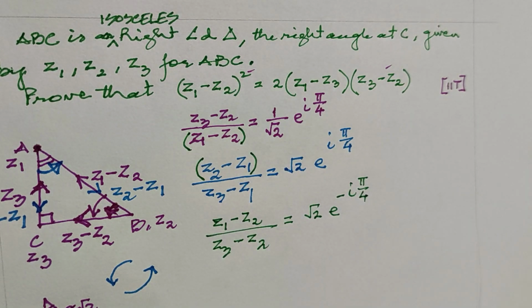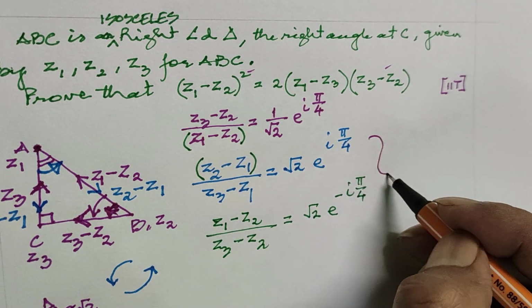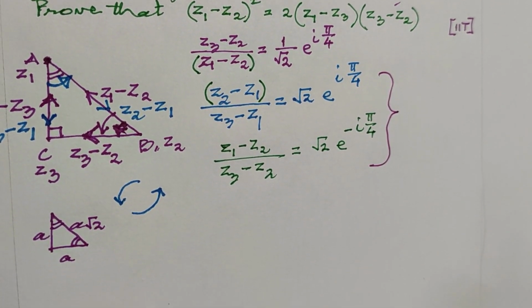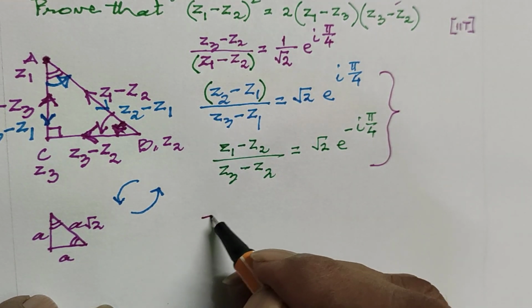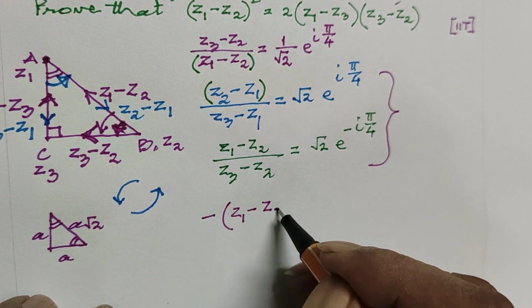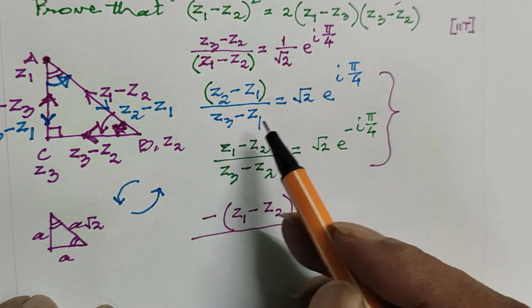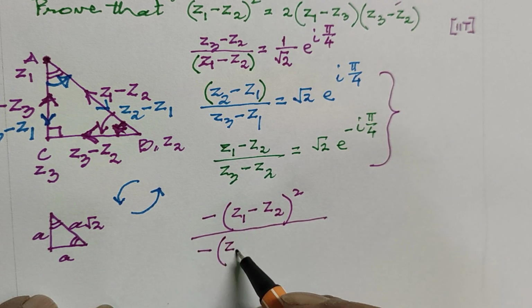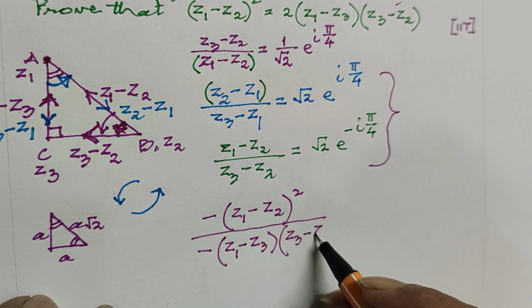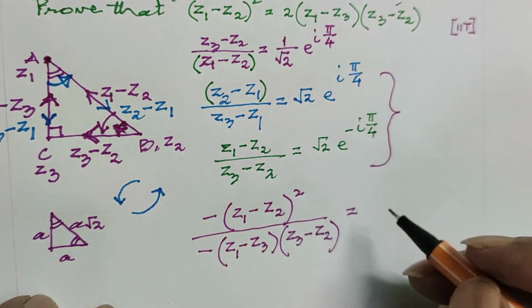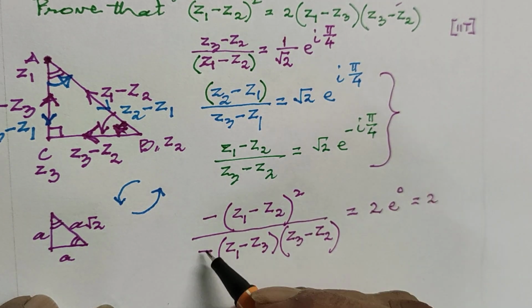Now we'll multiply these two and see what happens. If I multiply that, we want Z1 minus Z2, so we get Z1 minus Z2 whole square divided by Z3 minus Z2 and Z1 minus Z3, so minus, minus, which gives Z1 minus Z3 into Z3 minus Z2. That's what is there in the question. And when we multiply them, root 2 into root 2 becomes 2, and e to the power 0 is 1, so it equals 2, and we have got our answer.